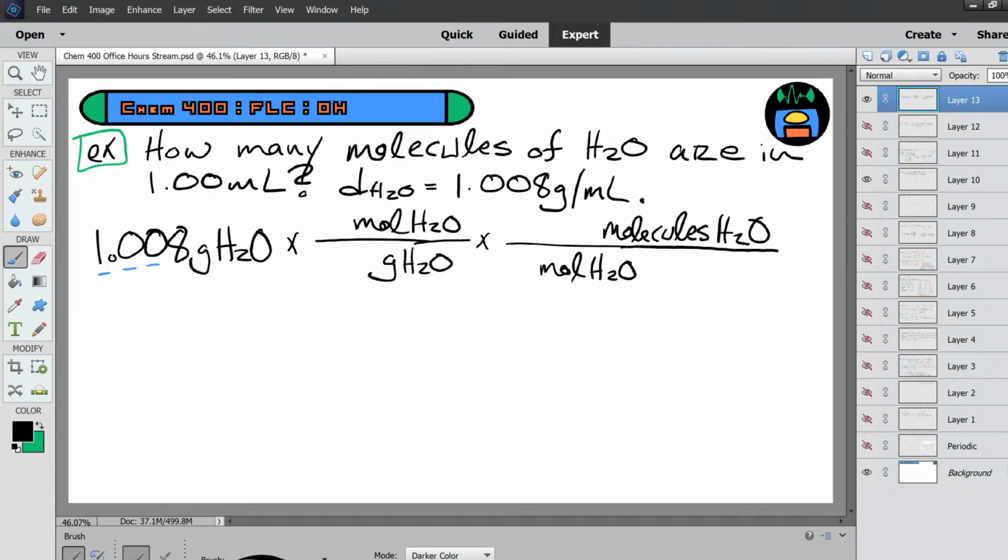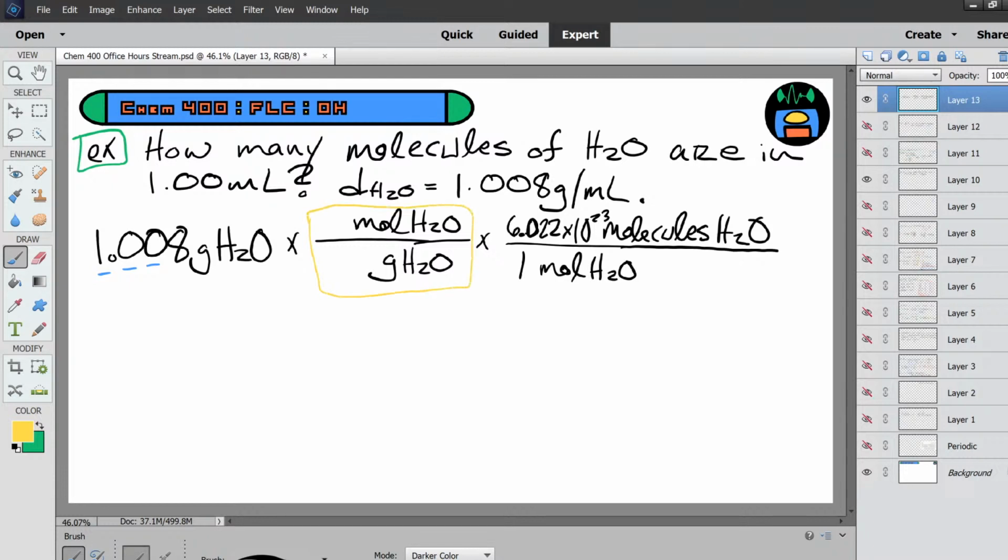Now we know the second one. 1 mole of water has 6.022 times 10 to the 23rd molecules of water in it. But what about this guy here? What about moles of water to grams of water?